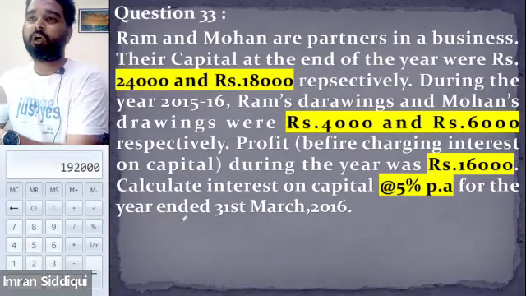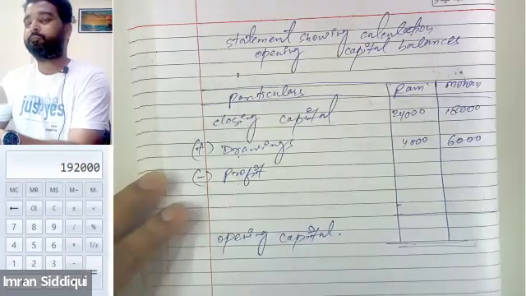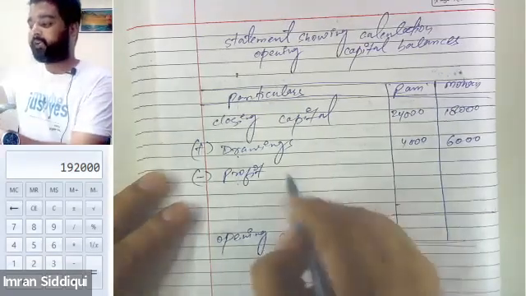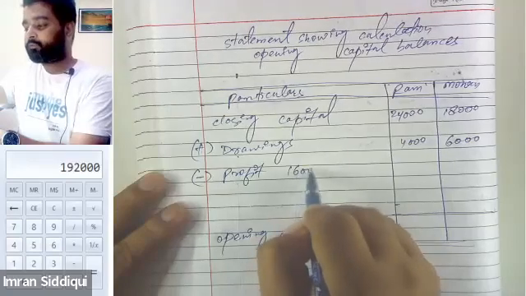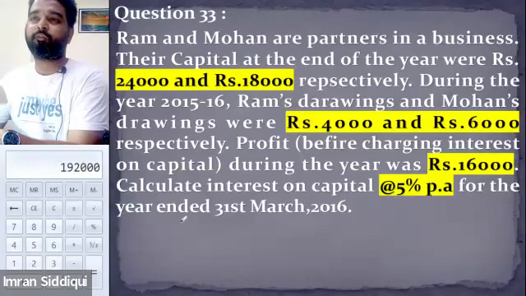Now the question is saying that the profit during the year was 16,000. So profit made during the year was 16,000. Now tell me, this profit must have been divided among the partners, yes or no? And is any one of you able to see the profit sharing ratio in the question? Is the profit sharing ratio given in the question, Aman?